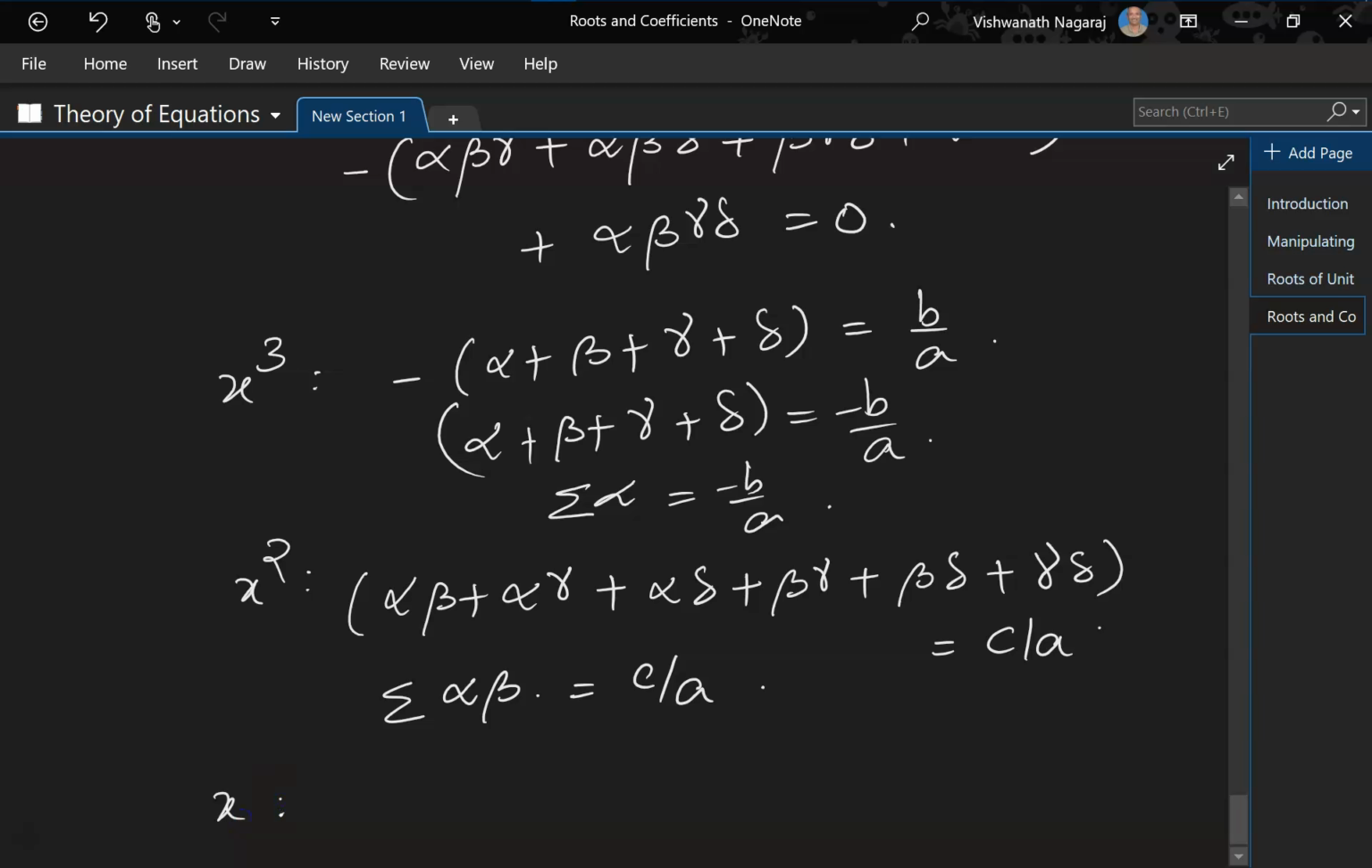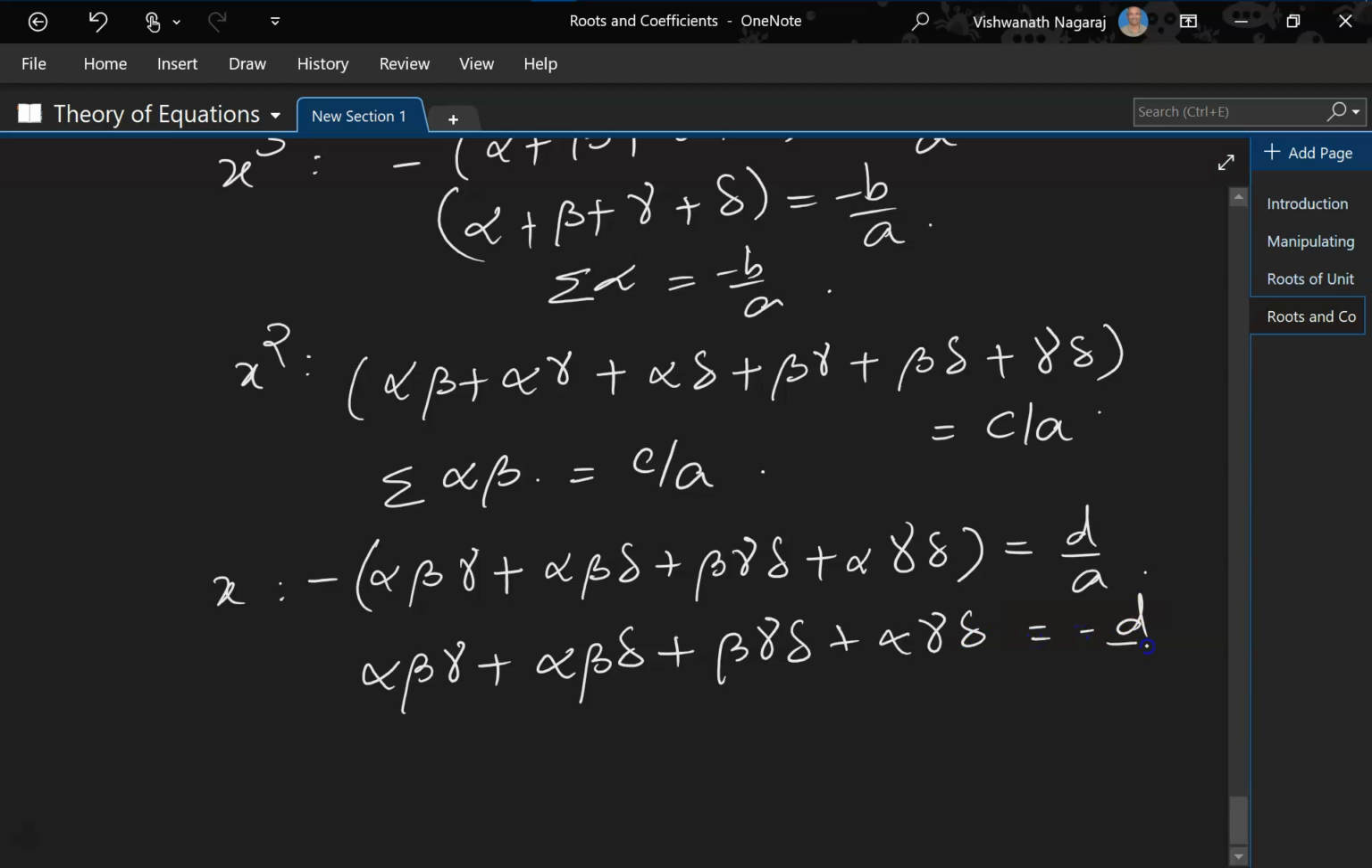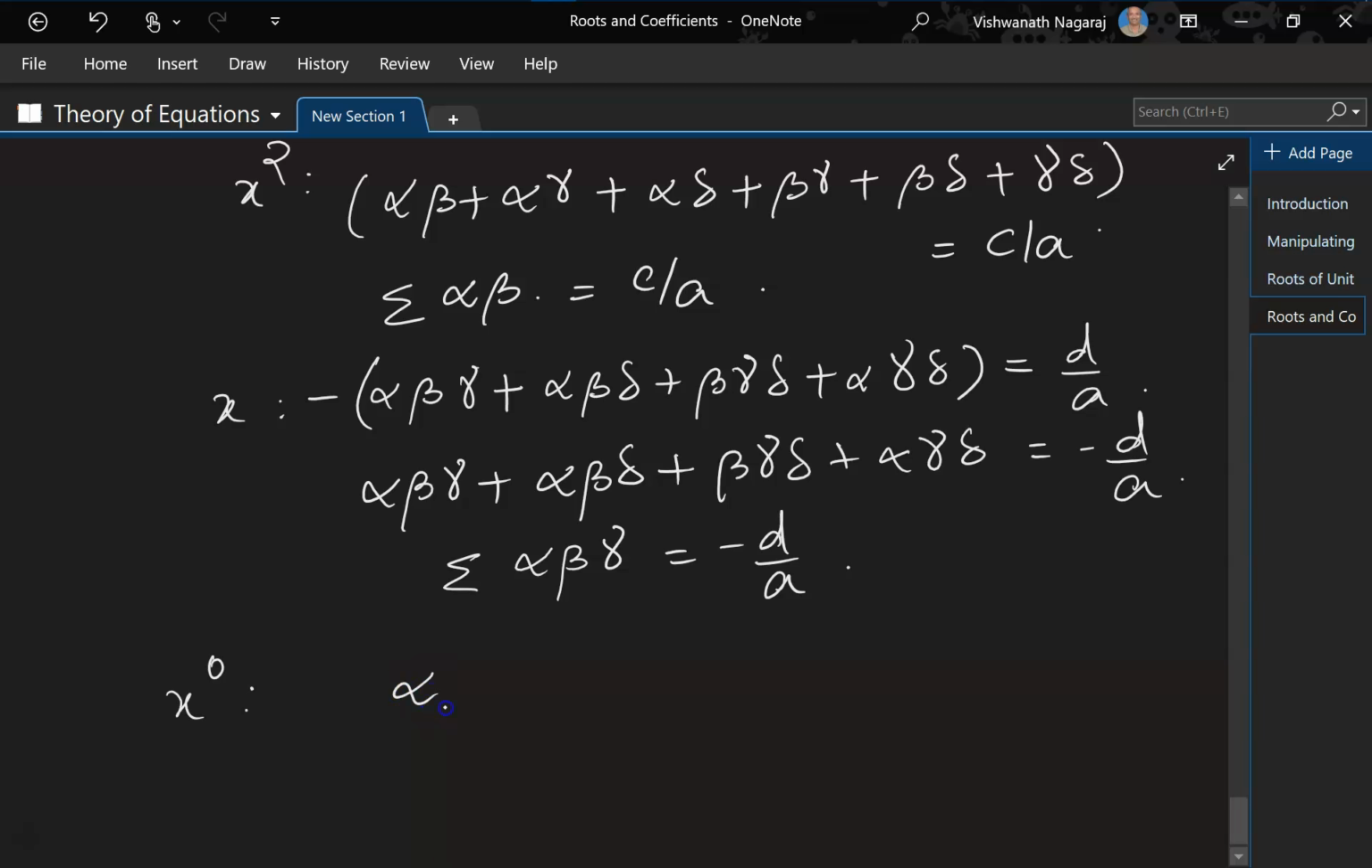Now in case of x, it is alpha beta gamma plus alpha beta delta plus beta gamma delta plus alpha gamma delta, we are talking of coefficients only, is equal to d by a. In other words, alpha beta gamma plus alpha beta delta plus beta gamma delta plus alpha gamma delta is equal to minus d by a. And remember, this can be written as the sum of alpha beta gamma is equal to minus d by a. And in case of x to the power of 0, it is alpha beta gamma delta equal to e by a.